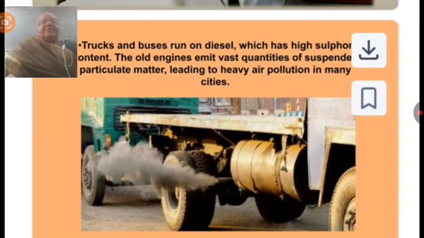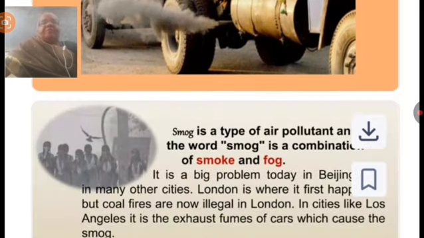Then you must have seen this scene. It is often seen in your city, in your Bangalore city itself. Trucks and buses run on diesel. They have very high sulfur content. The old engines emit large quantities of suspended particulate matter, leading to heavy air pollution. And this is true in all metropolitan cities.